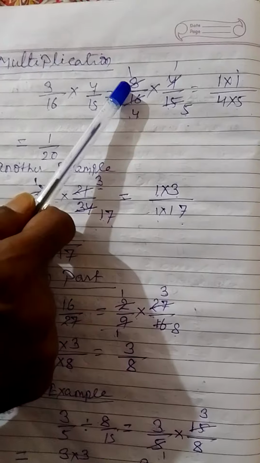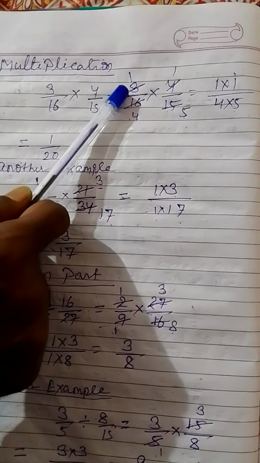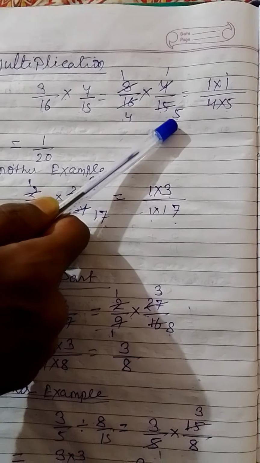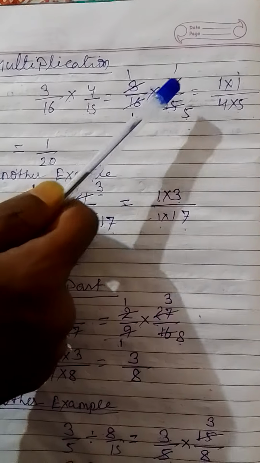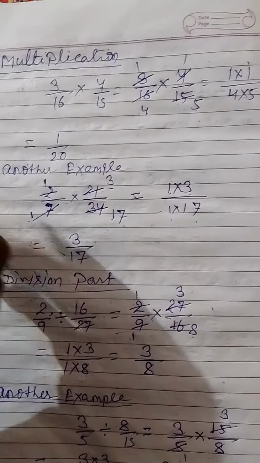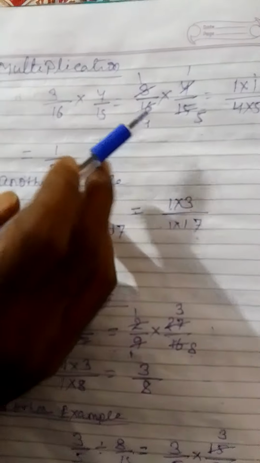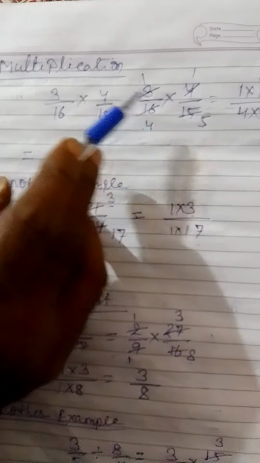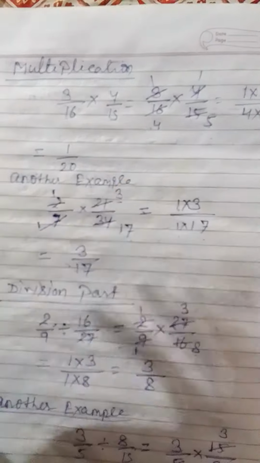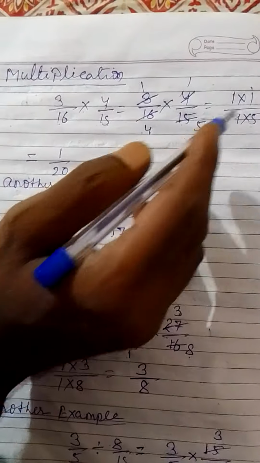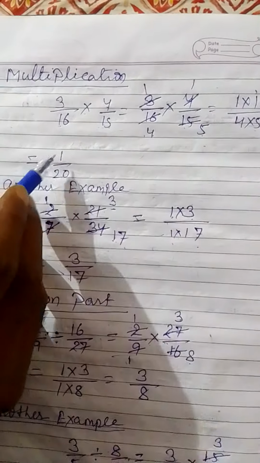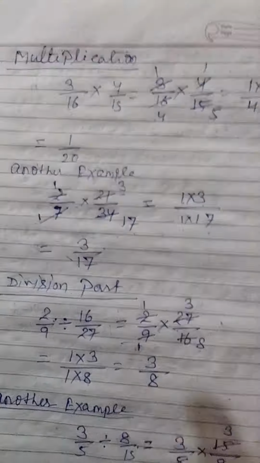15 can be divided by 3. So we divide 15 by 3, we get 1 here and 5 here. Again we see that 16 can be divided by 4. So we get 1 here and 4 here. On the numerator side 1 times 1 is the number, and on the denominator side 4 times 5 is the number. So 1 times 1 equals 1, and 4 times 5 equals 20.